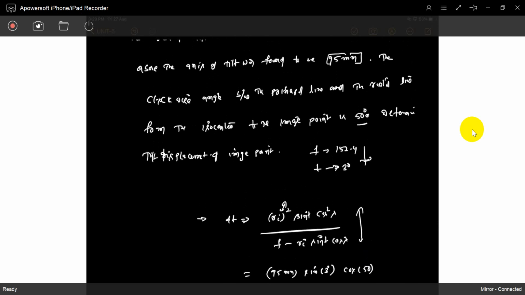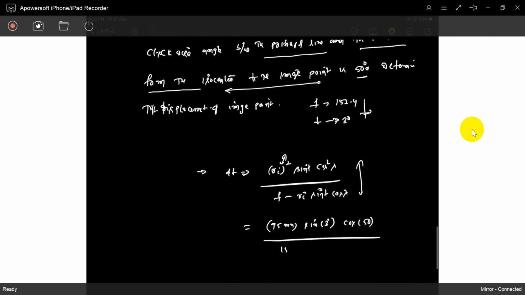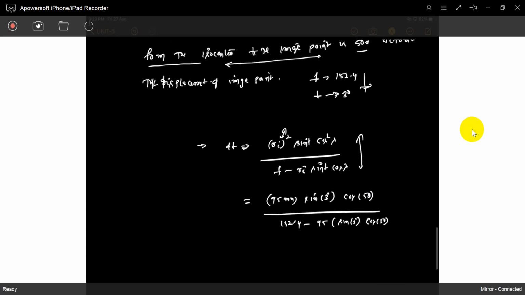So what is this? This is the clockwise angle between the principal line and the radial line from the isocenter to the image point. In the previous diagram you can observe alpha, delta, alpha, gamma they gave. Later they are clubbed together to form some delta. So no need of proof. Okay, divide by 152.4. So Ri is again 5, sin 3 degrees and cos 50. That's it. If you compute it, it's 1.31 mm. So just observe the value, 1.3 mm.